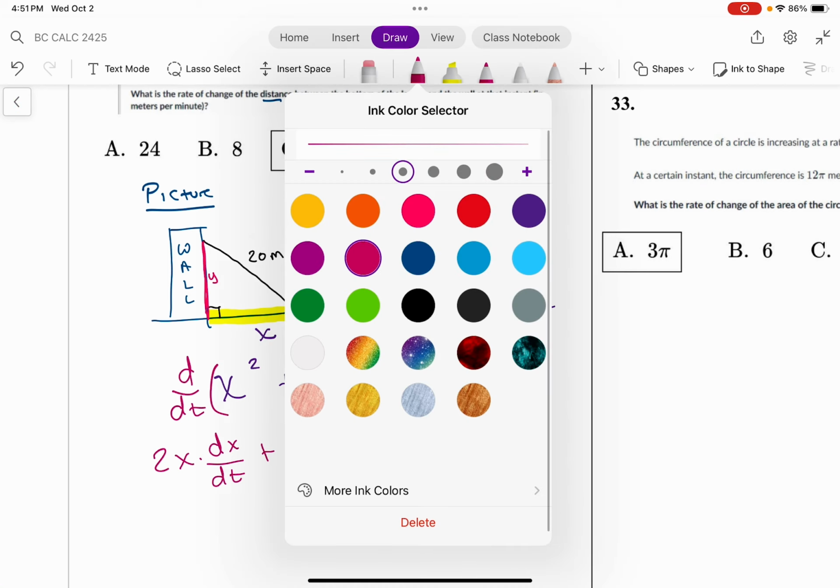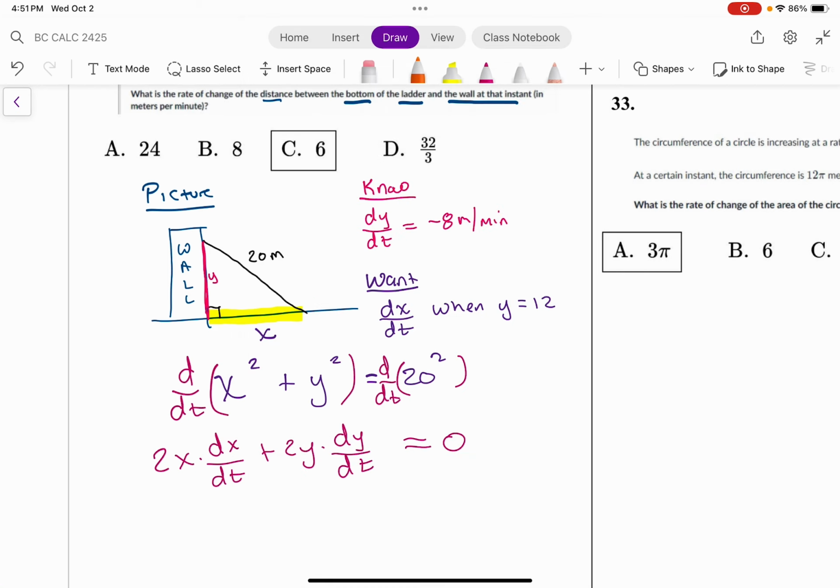All right, and so then what can we substitute? Well, first of all, divide both sides of the equation by 2. Those twos are gone. We know dy/dt, so that will fill in. This is at the moment y is 12, so that's going to get filled in. We don't expect to fill in dx/dt because that's what we're looking for. But what about this x here?